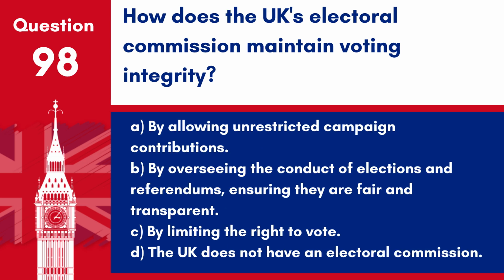Question 98. How does the UK's Electoral Commission maintain voting integrity? A. By allowing unrestricted campaign contributions. B. By overseeing the conduct of elections and referendums, ensuring they are fair and transparent. C. By limiting the right to vote. D. The UK does not have an electoral commission.